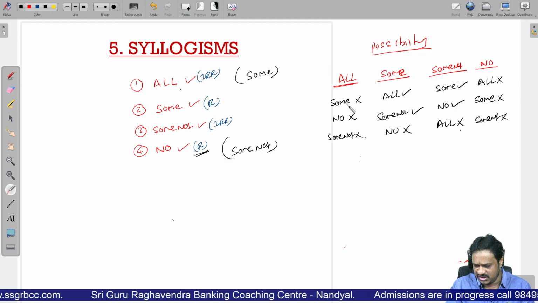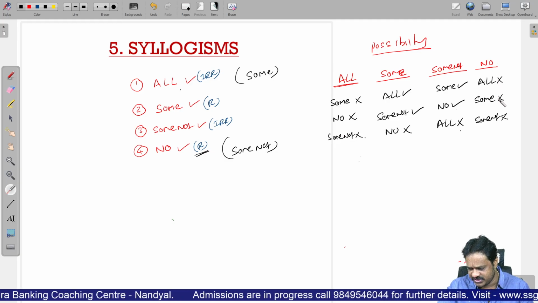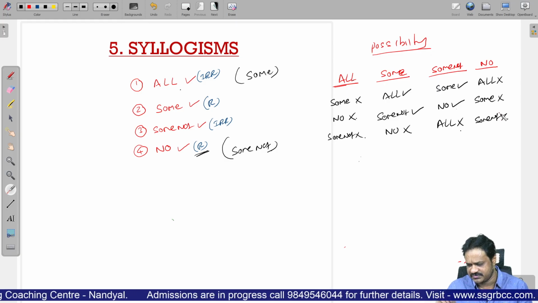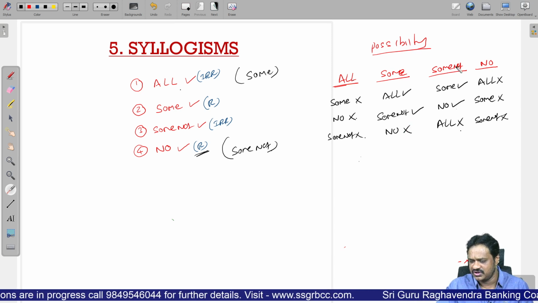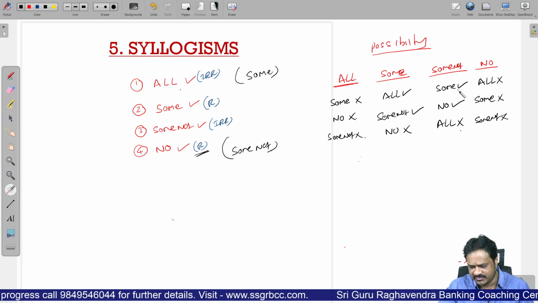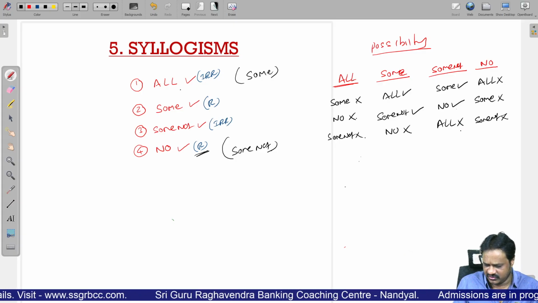When there is all, some is a possibility does not follow, no is a possibility does not follow, some not is a possibility does not follow. When there is no, all is a possibility does not follow, some is a possibility does not follow, some not is a possibility does not follow. When there is some, all is a possibility will follow, some not is a possibility will follow, whereas no does not follow. If there is some not, some is a possibility will follow, no is a possibility will follow, all is a possibility does not follow. For example, I will write down one thing.